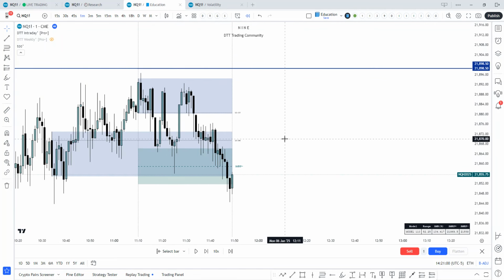And so then at that point, all I have to do is look for an entry. Whether I'm using fair value gaps, whether I'm using order blocks, whether I'm using inversions or turtle soups, you name it. At that point, you just need an entry.